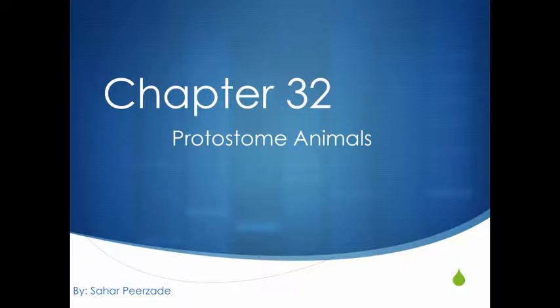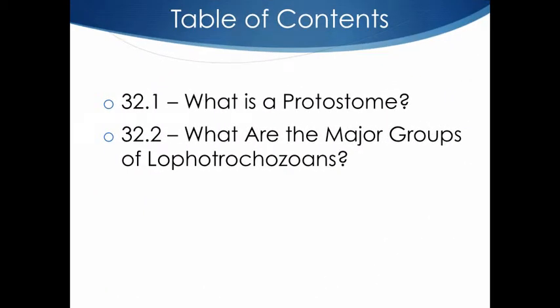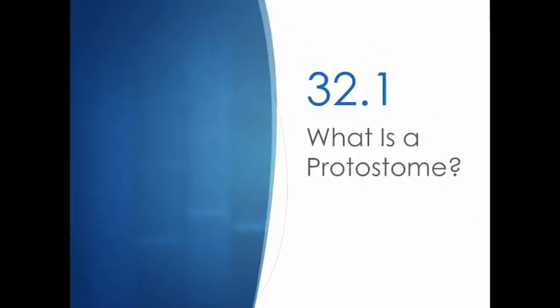I'm only going to be doing half, Rachel will be doing the other half. So this is just 32.1 and 32.2. 32.1 is what is a protostome, and 32.2 will be talking about what are the major groups of Lophotrochozoans. So as I said, 32.1 is what is a protostome.